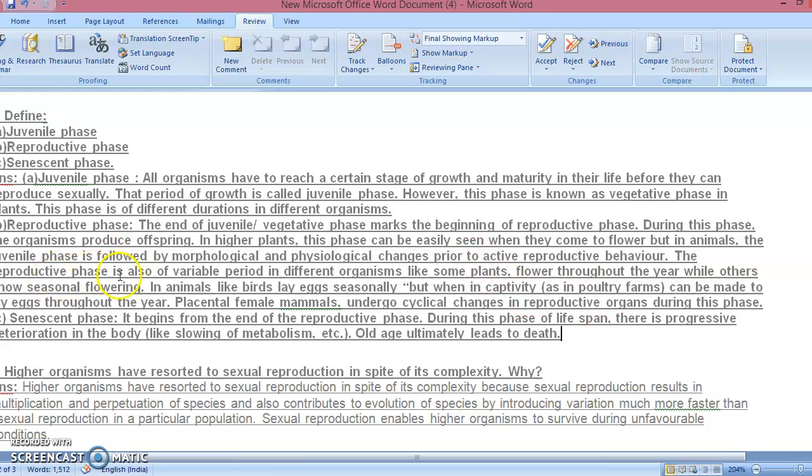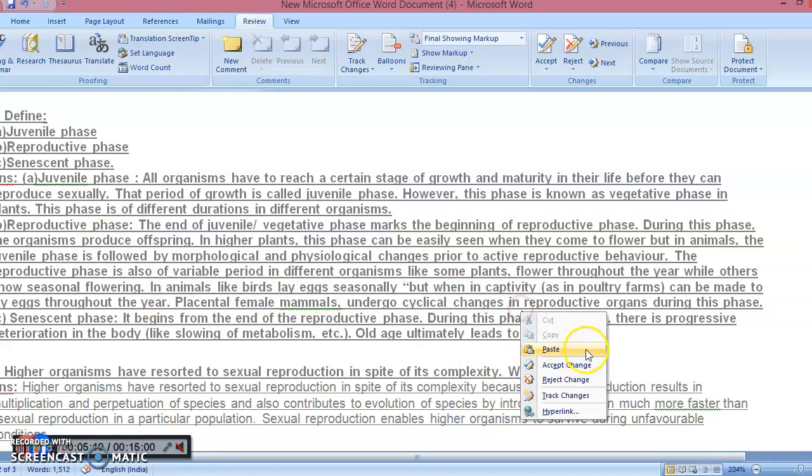So there are reproductive phases also of variable length in different organisms, like some plants flower throughout the year while others show seasonal flowering. In animals like birds, they lay eggs seasonally. But when in captivity, as in a poultry farm, they can be made to lay eggs throughout the year. Then placental mammals undergo cyclic changes in reproductive organs during this phase. Okay. Then the last one is the senescence phase.